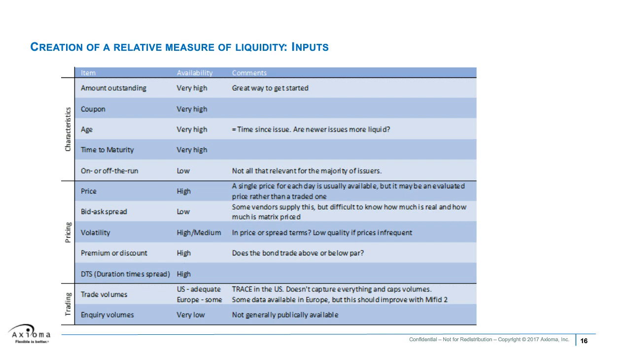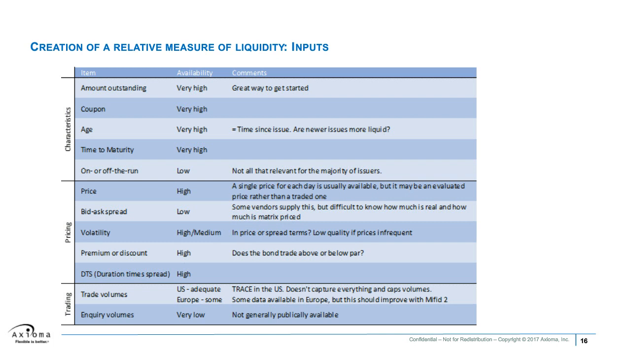So I'd like to start by taking a look at some of the inputs which are commonly used in the market for coming up with liquidity measures. These inputs can be split into three categories broadly: security characteristics, pricing, and trading. So starting with the characteristics, you'll see here I've listed each item with an availability. Amount outstanding has very high availability. We know the amount outstanding on the majority of securities, and this is a great way to get started, and a lot of people do just this.